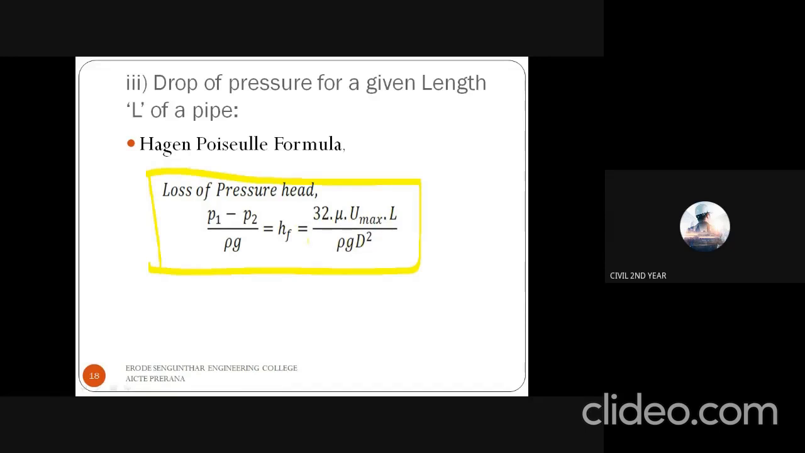D square. So, where P1 minus P2 is the pressure difference, rho is the density of the fluid, g is the acceleration due to gravity, hf is the head loss, mu is the viscosity, U max is the maximum velocity, L is the length of your pipe, and D square is the square of the diameter of the pipe. So every formula and notation you have to mention. It is very important for solving problems in the GATE coaching classes. So we have to note down all those formulas.